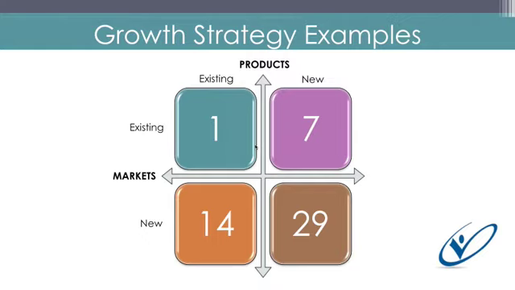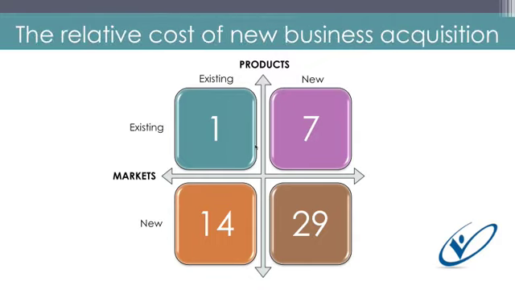You start to think about what are some of the actions we can take in each of these areas in order to give us some strategy where we can move forward. Now, why is it important that we actually map these sort of things out? Well, it's important because these numbers actually represent the relative cost of acquiring the same level of new business in each quadrant.